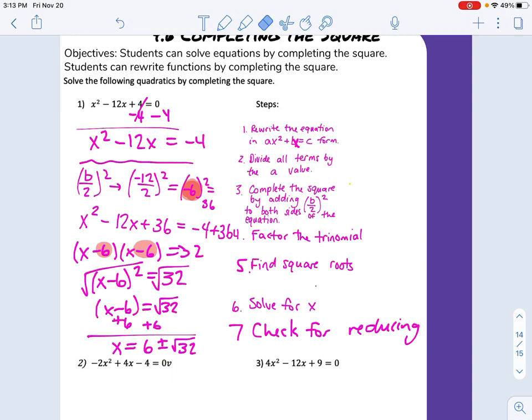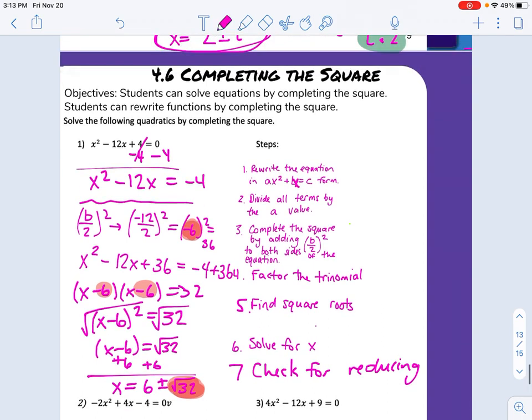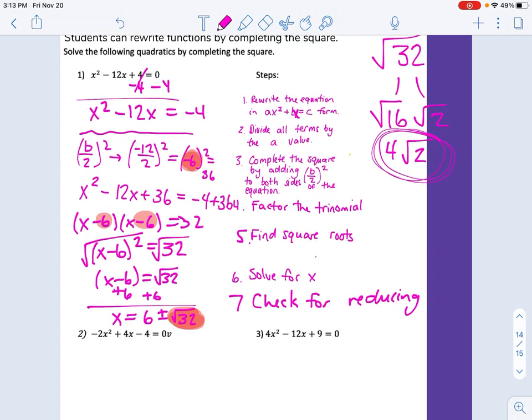Step 7 is check for reducing. That's kind of not a very good English way to put it, but if our square root reduces, which this one does, square root of 32 can have a square root of 16 pulled out of it. We can reduce. This is actually equivalent to square root of 32. So our final answer is x equals 6 plus or minus 4 root 2. If we had solved by the quadratic formula, it would be the same solution there.